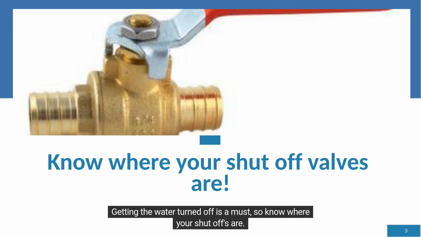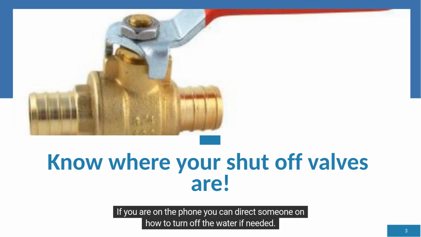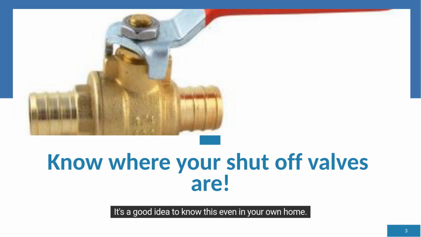Getting the water turned off is a must, so know where your shutoffs are. If you are the manager or board member, don't assume the maintenance team will do it. If you are on the phone, you can direct someone on how to turn off the water if needed. Have it written on your info form, that way you have it right in front of you. It's a good idea to know this, even in your own home. Make sure you include inside and outside shutoffs.